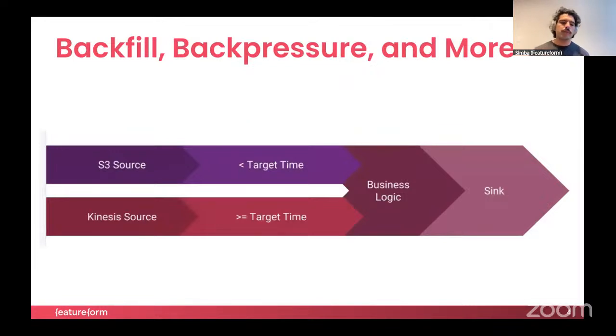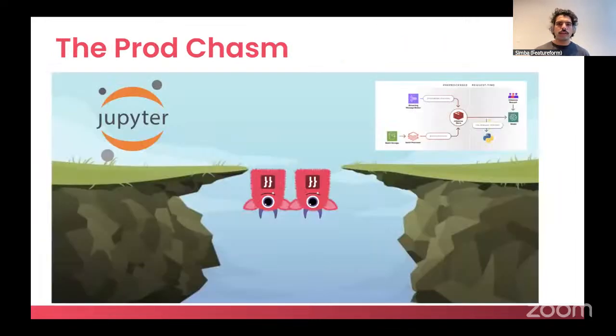And it gets even worse when you start thinking about streaming, because there's things like backfill, back pressure, all this stuff that comes into play that didn't matter during experimentation. So there's this chasm between experimentation and production. And the goal of Featureform, our goal, is to bridge that gap, make it easier to get your data, your features, from experimentation to production.